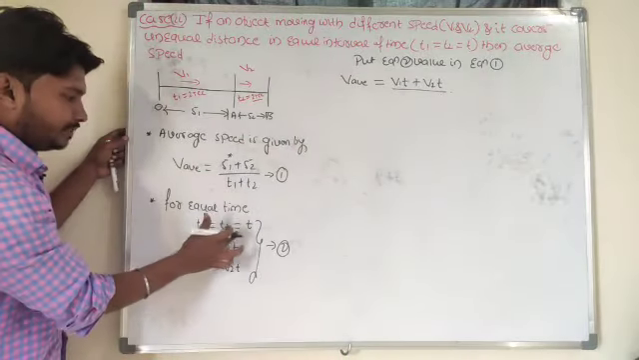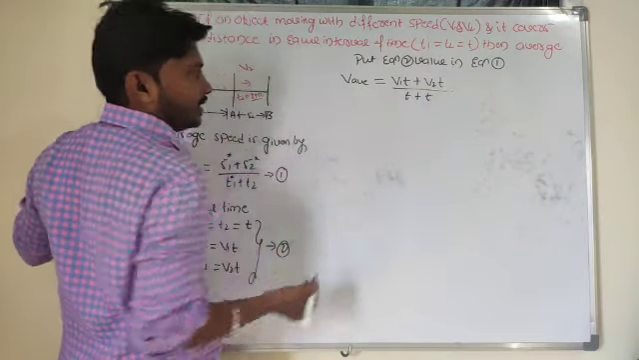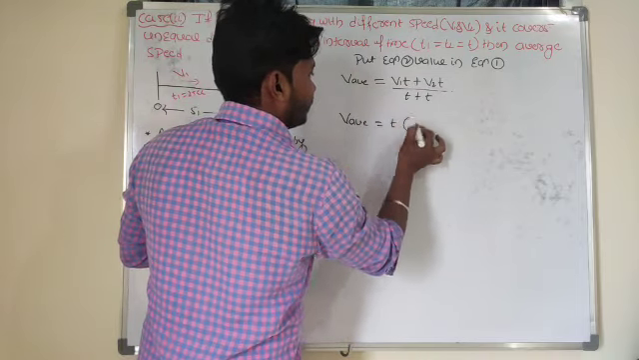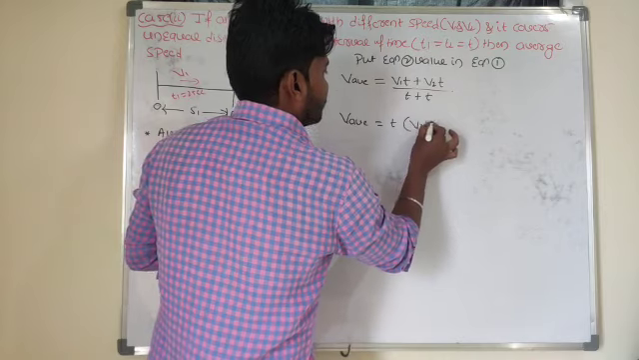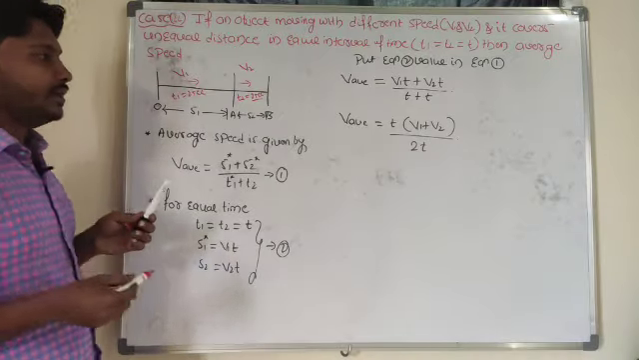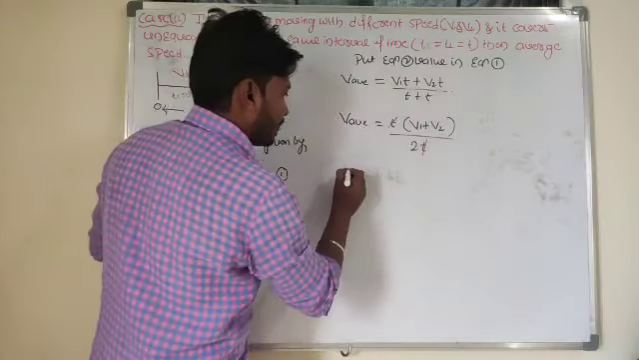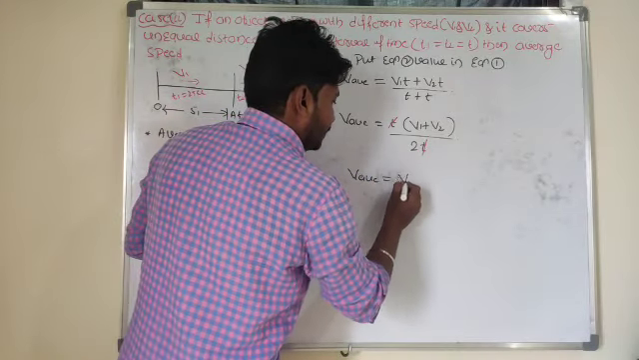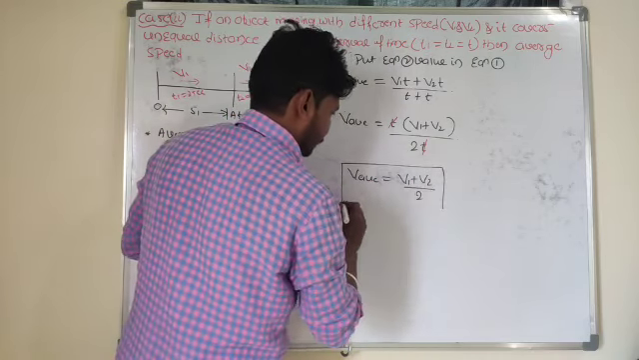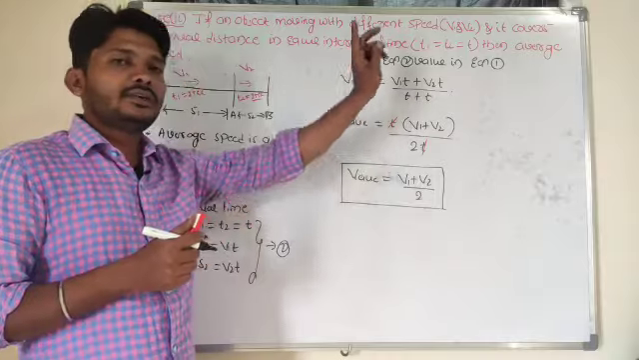divided by T1, which means T. T2 also means T here. So 2 times T. Let me simplify this equation. V average is equal to, shall I take T as common here? V1 plus V2 divided by T plus T, 2 times T. Numerator and denominator contain the same term, so it gets cancelled out. V average is equal to V1 plus V2 divided by 2. So what is the expression here? V average is equal to V1 plus V2 divided by 2.